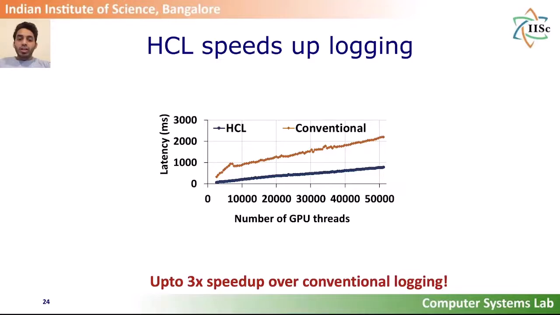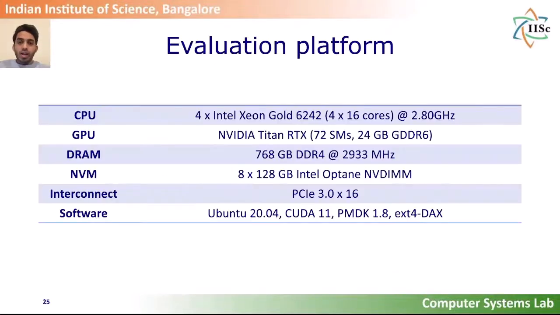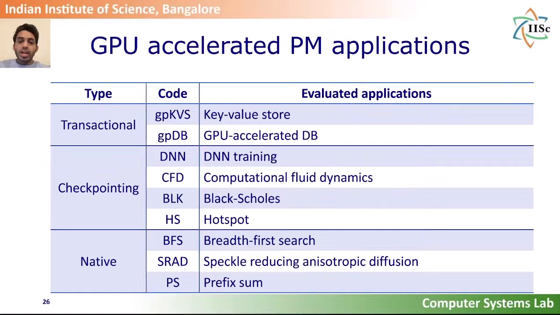We shall now look at our experimental platform and the results that we obtained. This table shows the details of our evaluation platform. This platform uses real hardware available on the market today. Notably, we use Intel Xeon CPUs with Intel Optane and an NVIDIA Titan RTX GPU. These are the specific applications contained in GPMBench, divided into 3 categories. In total, we performed our evaluations on 9 applications across these 3 categories.